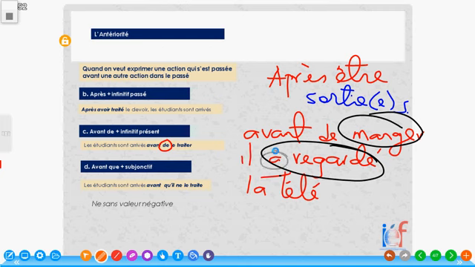Suivant, following, moving on, we have avant que plus subjonctive. Now, avant que plus subjonctive, if you ask me, is an advanced way of speaking. So I would encourage that if you can quickly understand it, try it, practice it, use it, and you will sound advanced whenever you use it. All right, let me explain further what I'm saying.